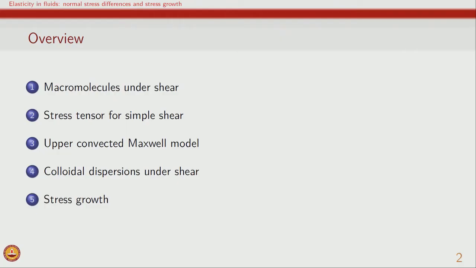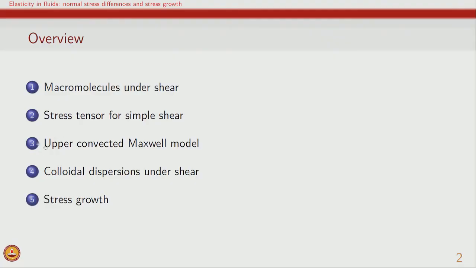And so, in this set of lectures we will first look at macromolecules under shear, which we have seen earlier, and therefore, we will review it quickly, and then we will see what is the state of the stress given, let us say, a system such as a macromolecule undergoing simple shear. And then we will look at the upper convected Maxwell model, which will be useful in terms of understanding the normal stress differences and how they arise. Finally, we will also look at a colloidal dispersion under shear and then try to understand what is meant by stress growth during a steady shear experiment.